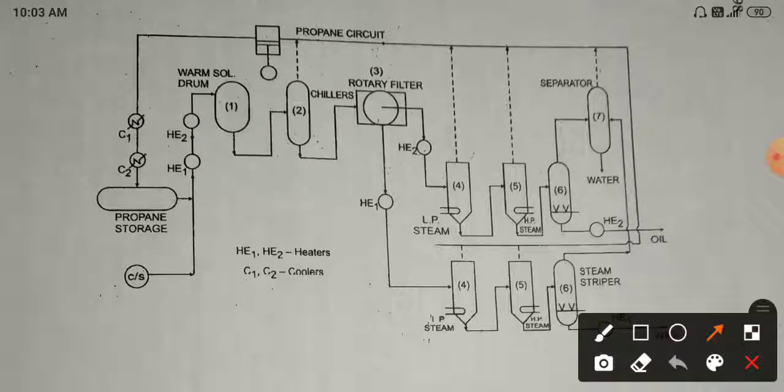First of all, the oil propane mixture is warmed to 25 degrees Celsius by charging through a heater and stored in tank 1. Which one? The heat exchanger. The charge stock is given here, and tank 1 is number 1.